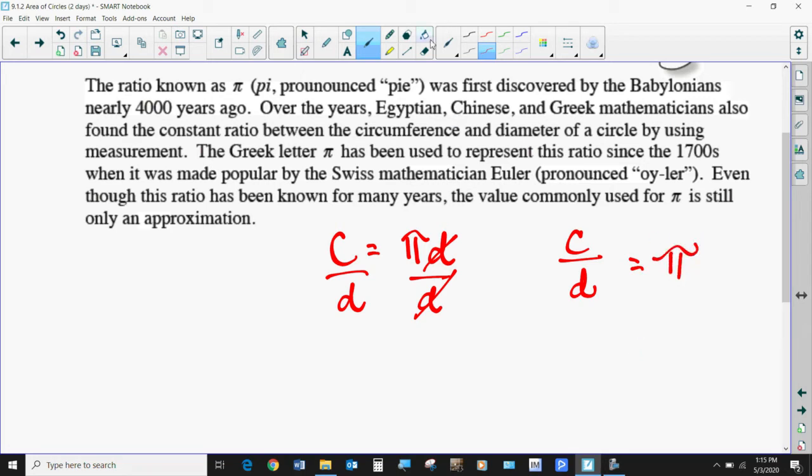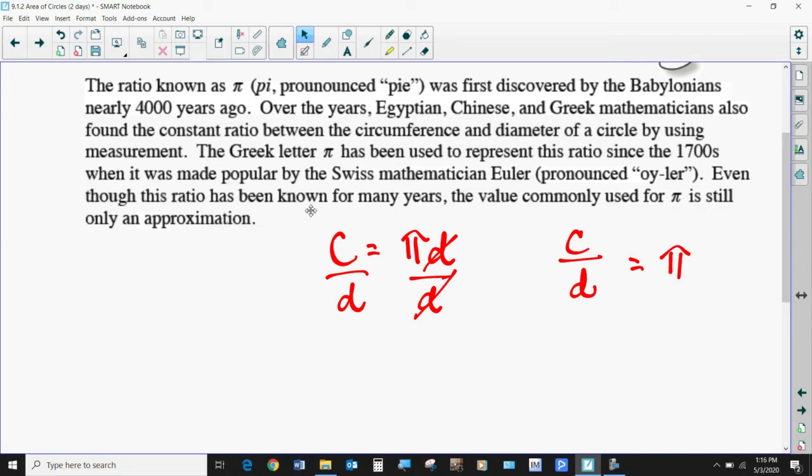That's a very nice pi symbol there. Looks almost like a set of antlers there. Let's start. Okay, there you go. All right. So the Greek letter pi has been used to represent this ratio since the 1700s, when it was made popular by a Swiss mathematician named Euler.